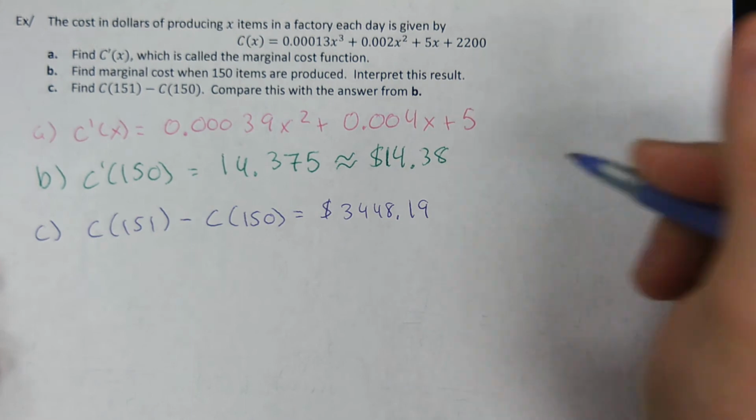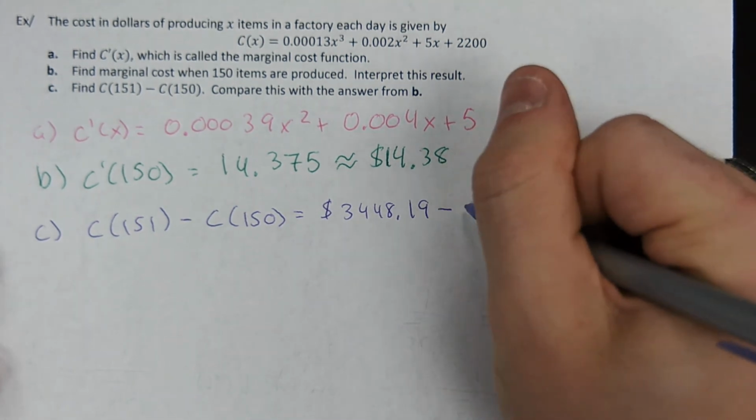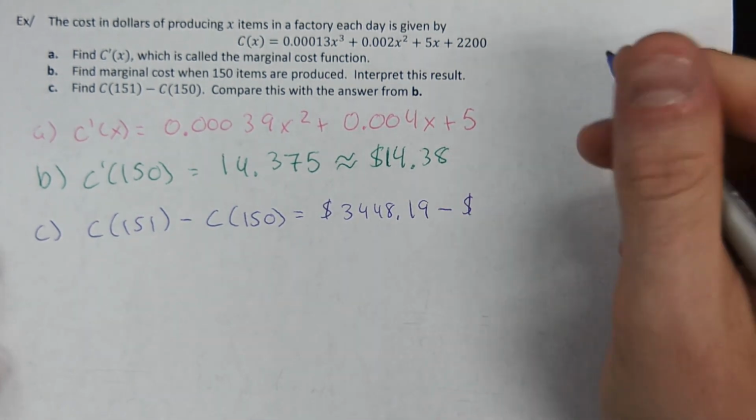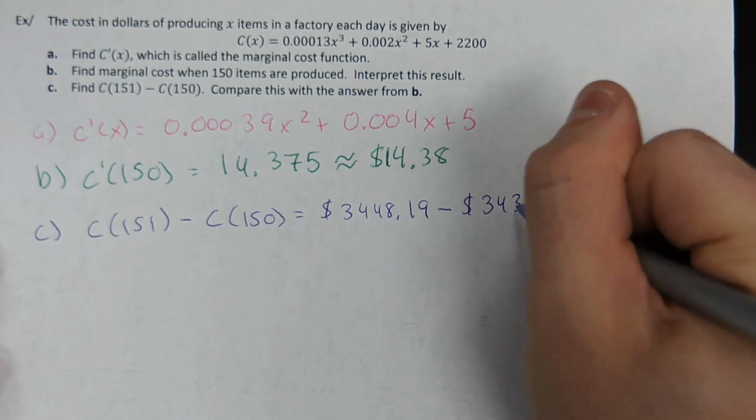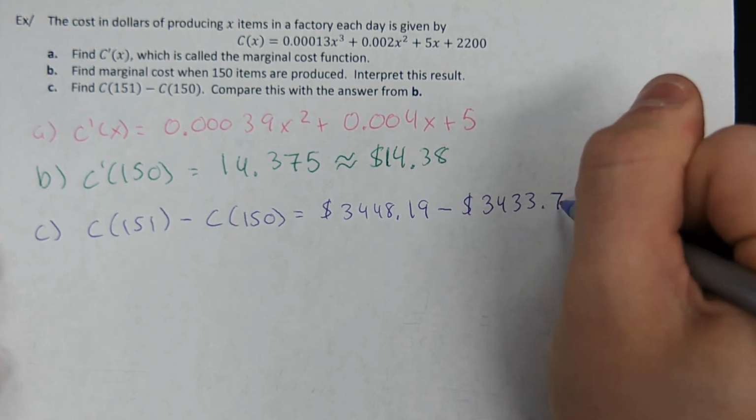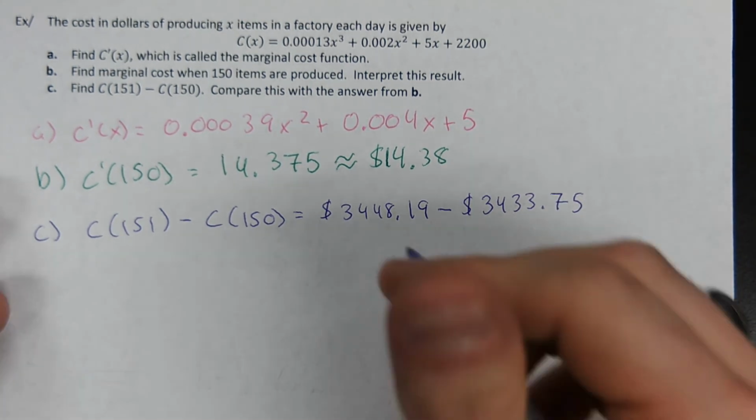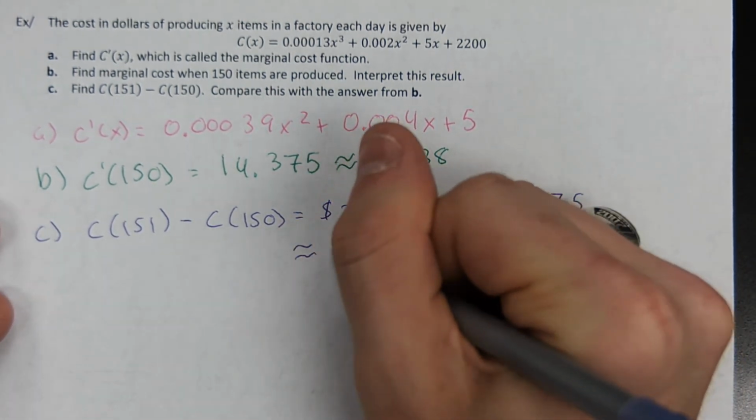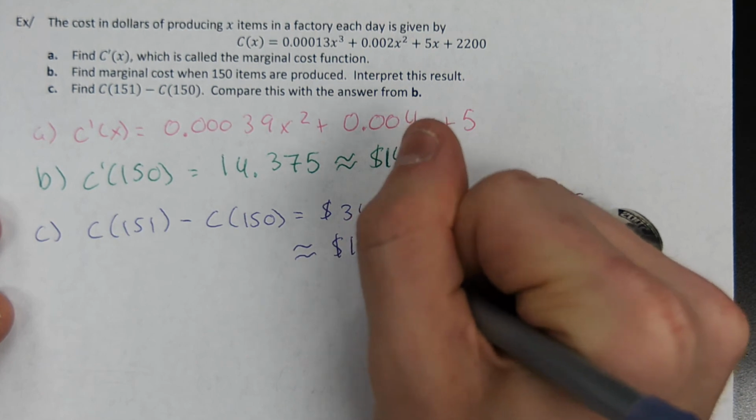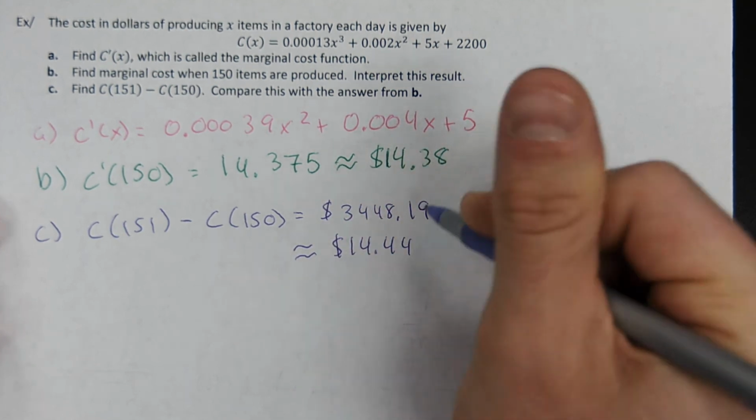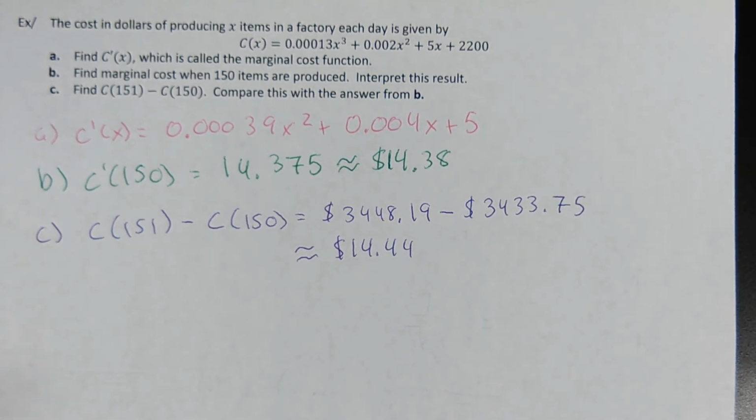3448.19, so I've already rounded to 2 decimals, minus 3433.75, which is roughly 14.44. Because I have to say roughly because these are both rounded answers.